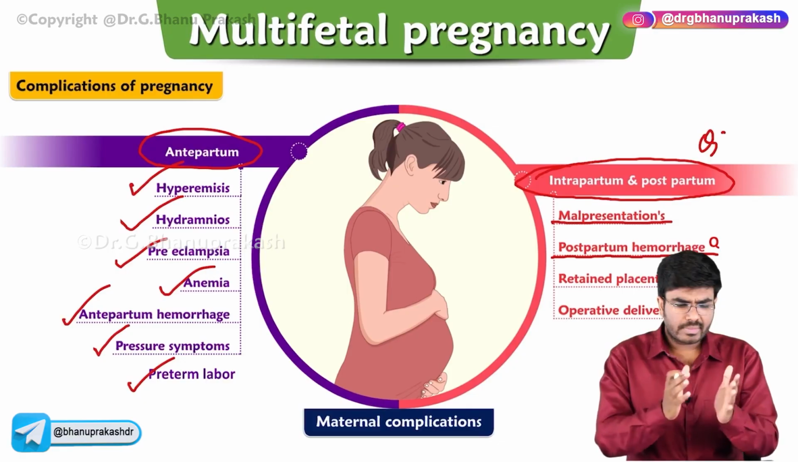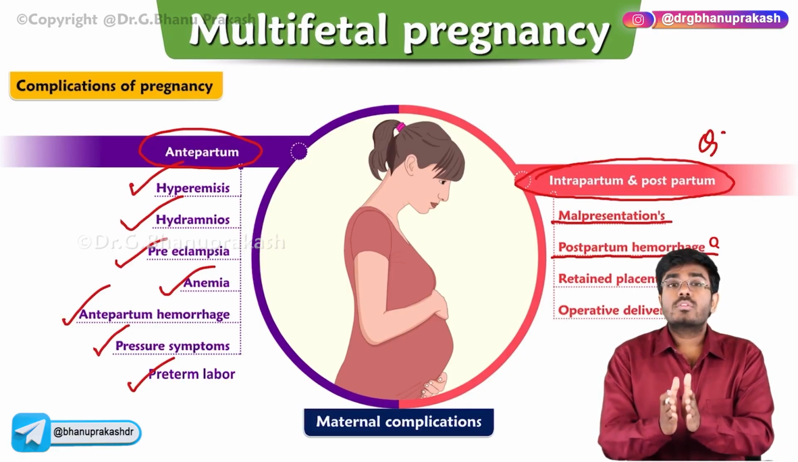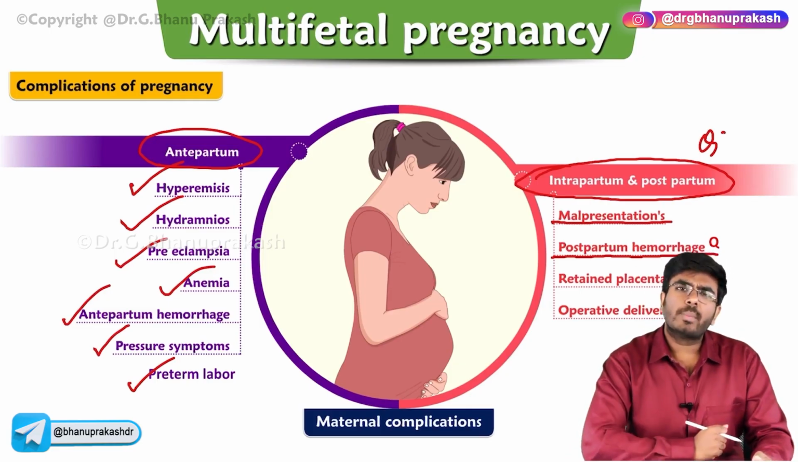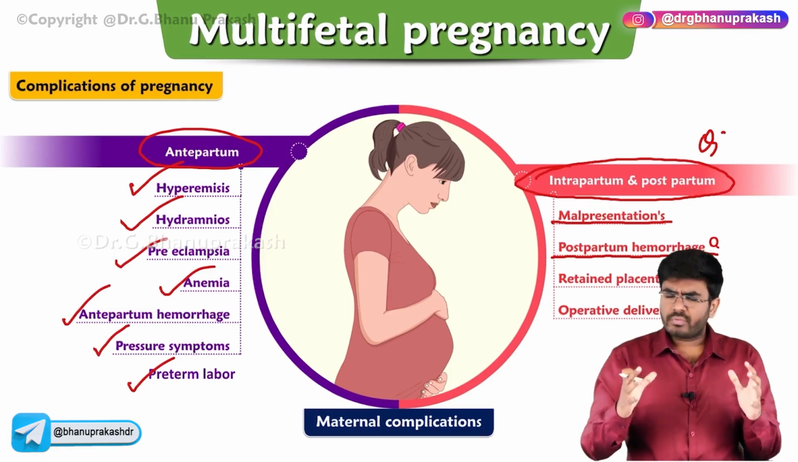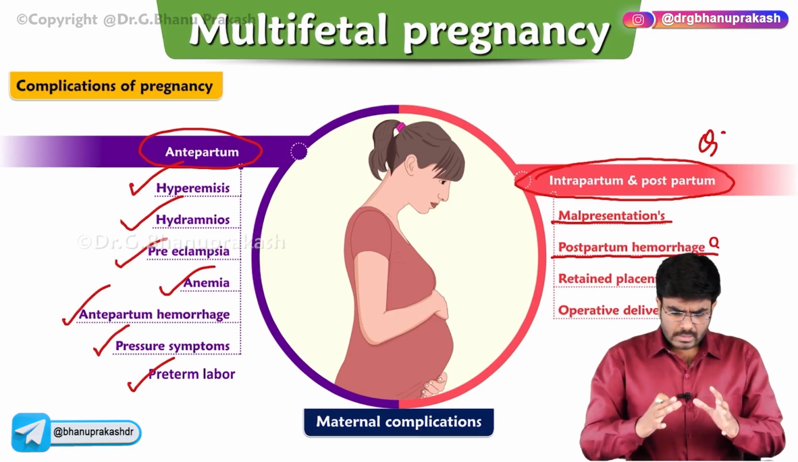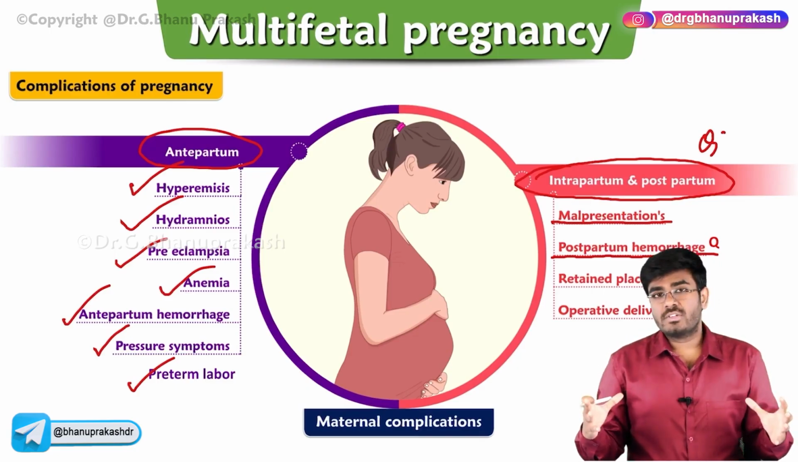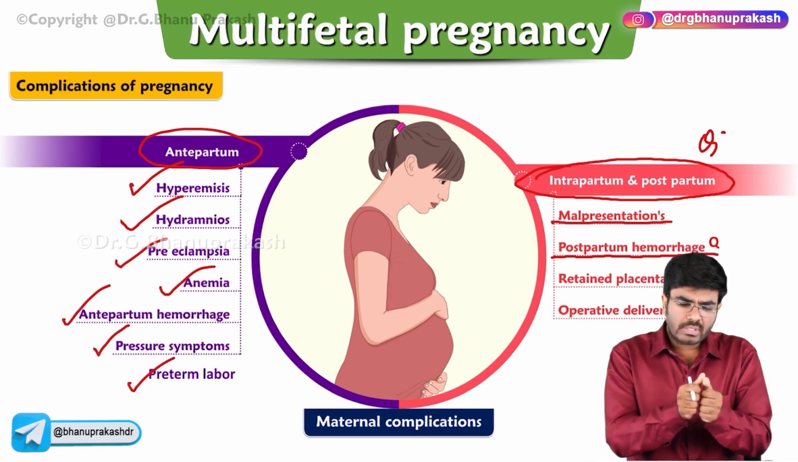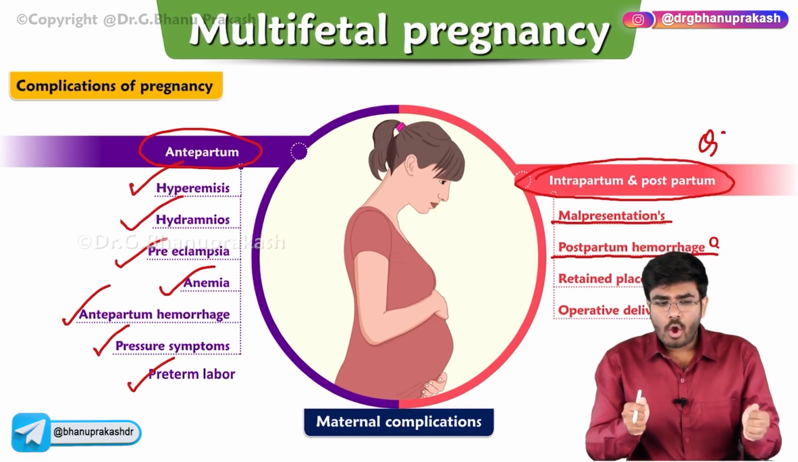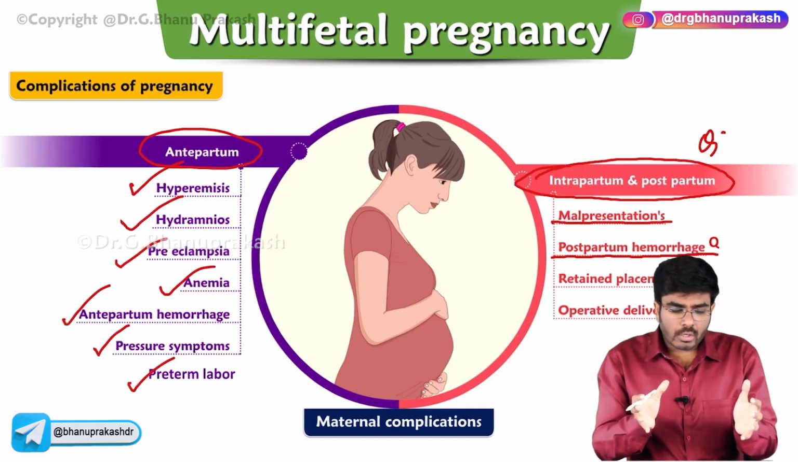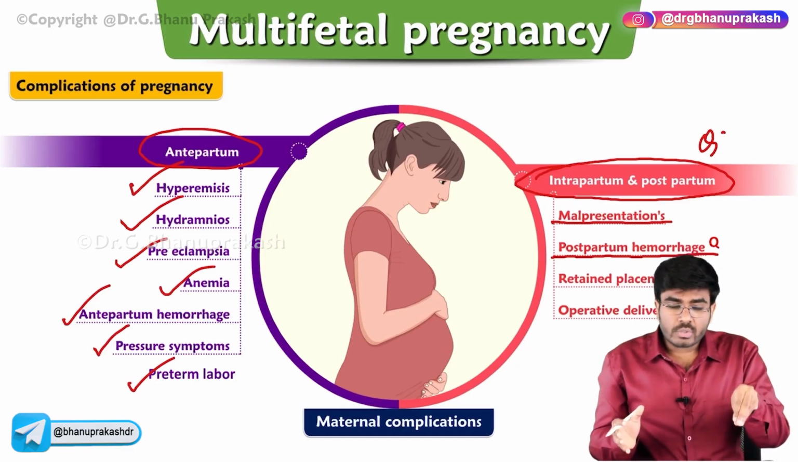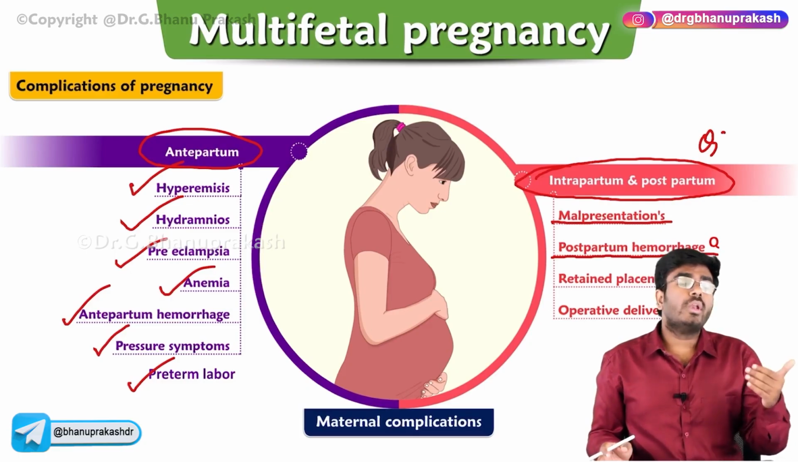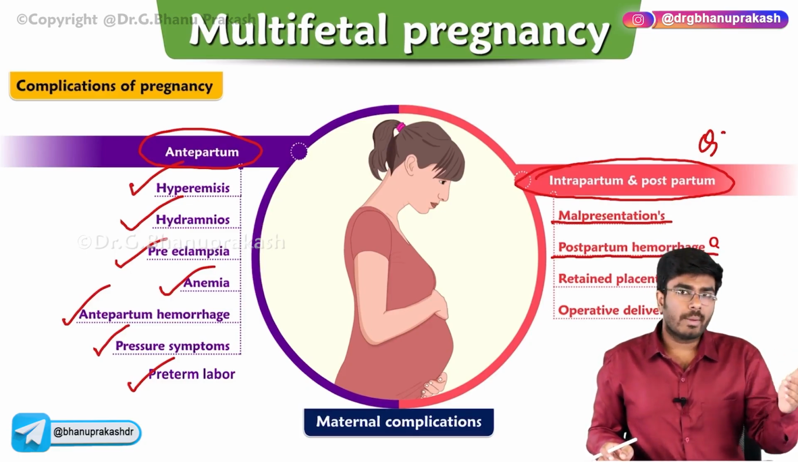After delivery, there is a risk of so much hemorrhage. That is postpartum hemorrhage. Why is there postpartum hemorrhage, guys? Because in twin pregnancy the uterus is distended so much for 9 months that it has lost its elastic recoil. An over distended uterus cannot contract properly. When the uterus is not contracting properly, that is known as atonic uterus. Atonic uterus will cause postpartum hemorrhage.